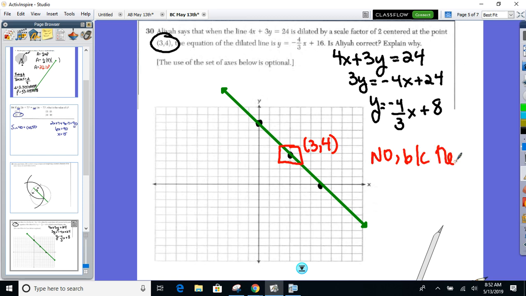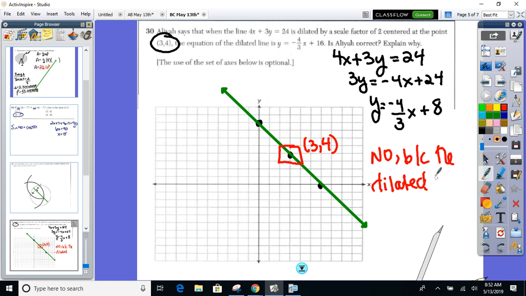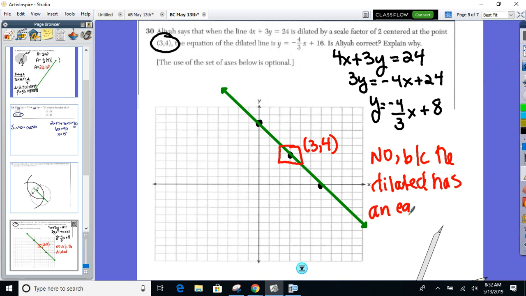Because the dilated line, and again, this is not word for word what you need to have, but at least express that the dilated line is the same as the original. I'm just going to say because the dilated line has an equation. You can go y equals negative 4/3 x plus 8. You can go back to the original one they gave you. It's up to you. Just say why she's wrong. A no wouldn't cut it. Why you say no, that's up to you. But just no wouldn't cut it.